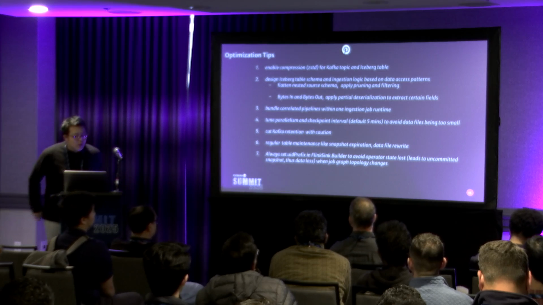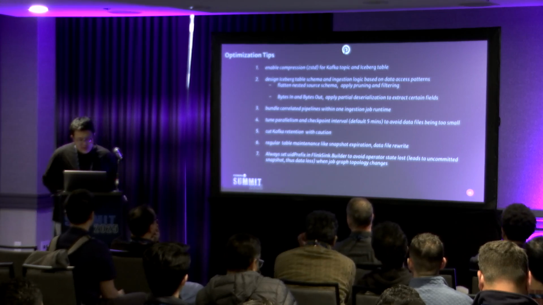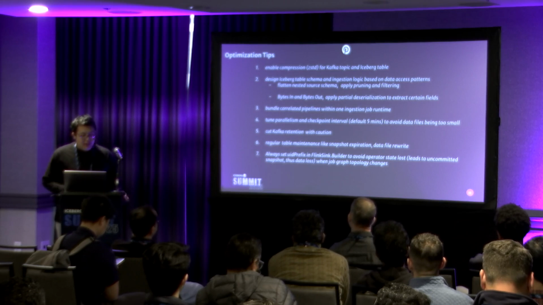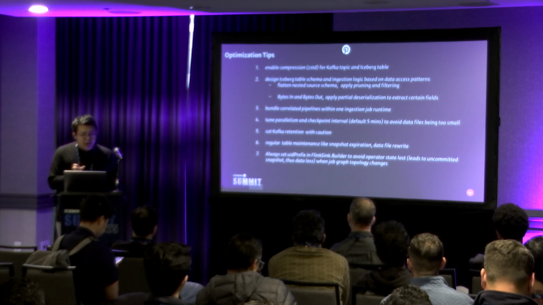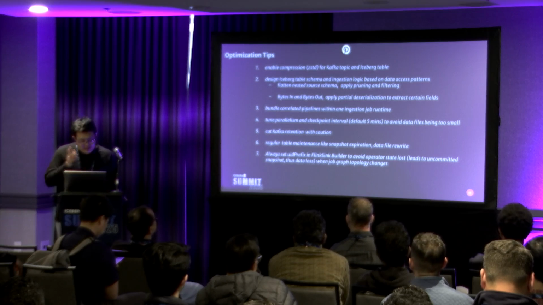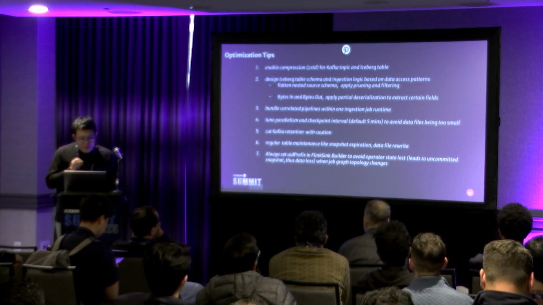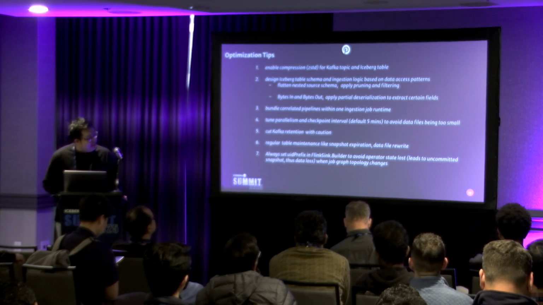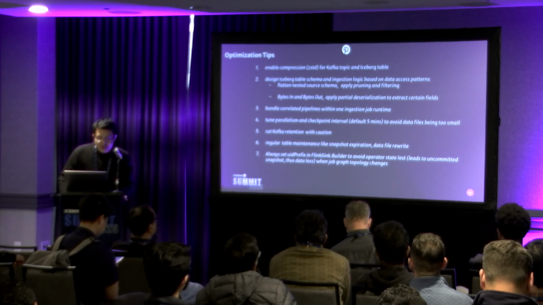The third is we also bundle correlated pipelines within one ingestion job runtime. We have some use cases that need to process multiple Iceberg data sets. So instead of letting the downstream job build some coordination or synchronization logic to make sure the data set is available, we bundle those pipelines in the ingestion layer so that those tables are generated, I think, as the same snapshot within the same Flink checkpoint. We also tune parallelism and the checkpoint interval to avoid the data files being too small.